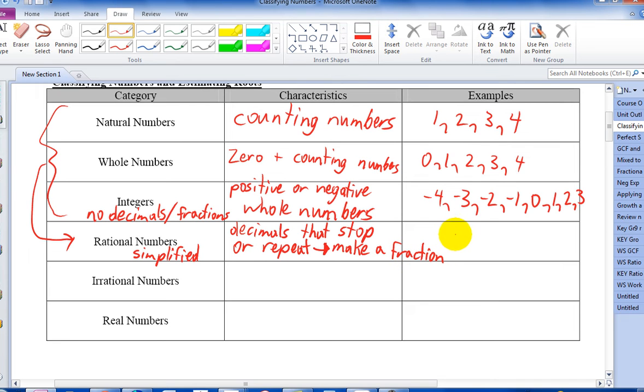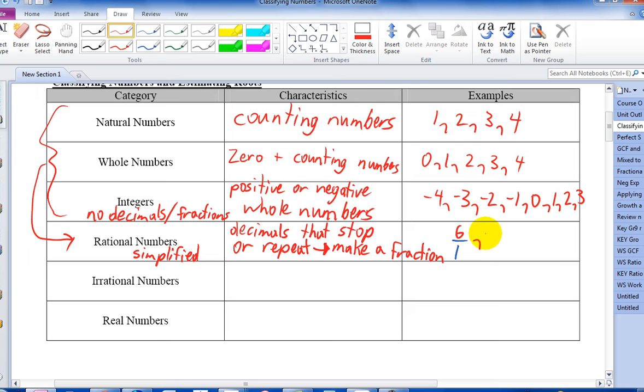Now, if I have, say, the number 6, that's not a fraction, so is that a rational number? Well, what's the decimal behind it? 6.0, right? So it's totally rational. How is that a fraction then? What is that as a fraction? 6/1. So you have to know how to turn things into fractions.